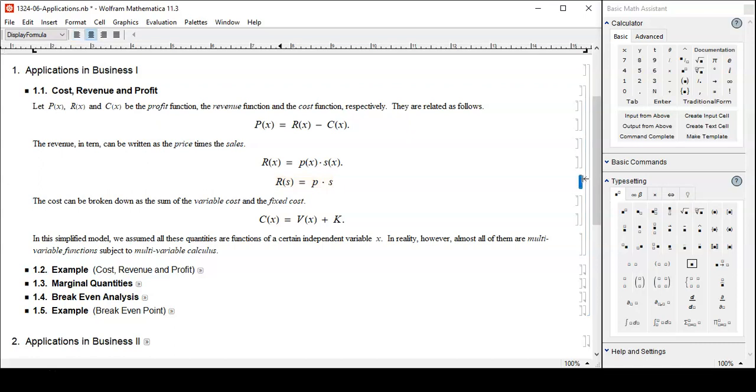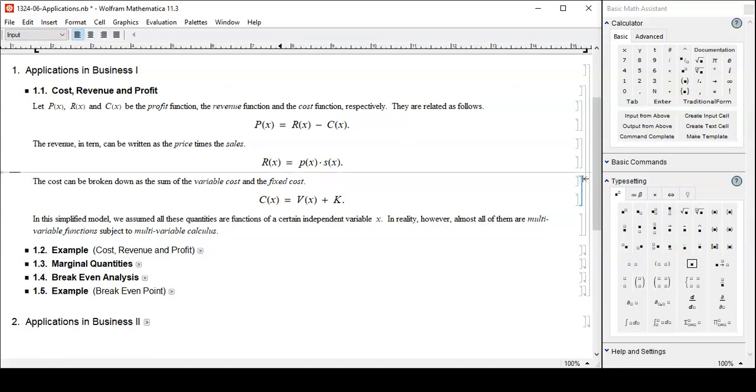Of course, in general, things will be a little bit different. For example, if you sell in large quantity, price may go down a little bit. So P will not be a constant in general. So we may have a function in the sales that may also be a function. So this is a little bit more general. But most of the time, you're going to get just the linear model P times S.